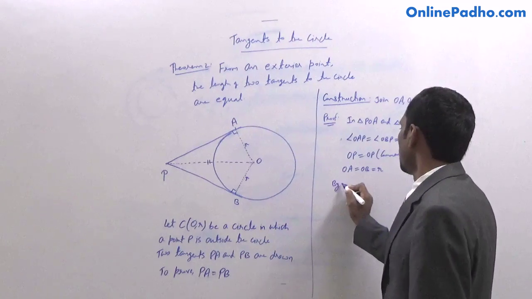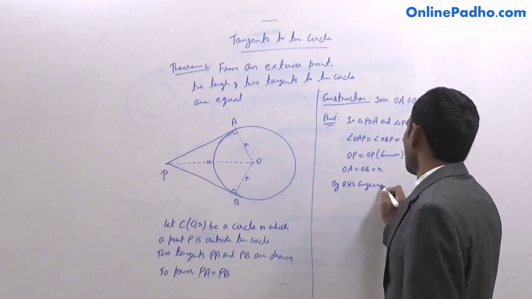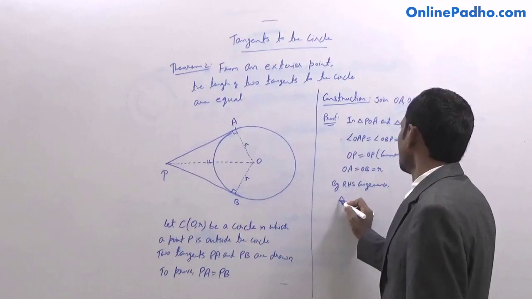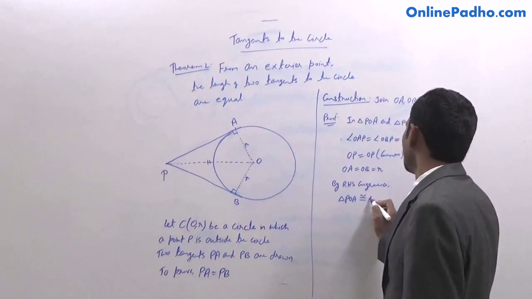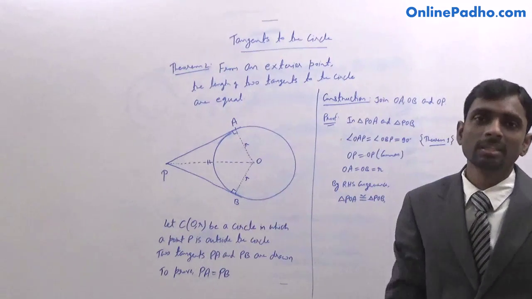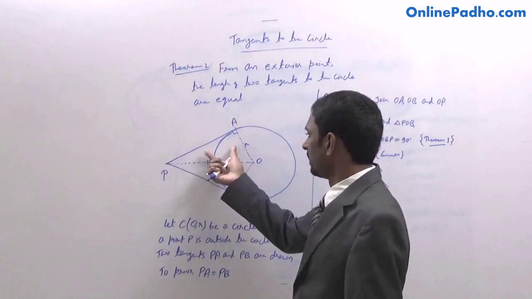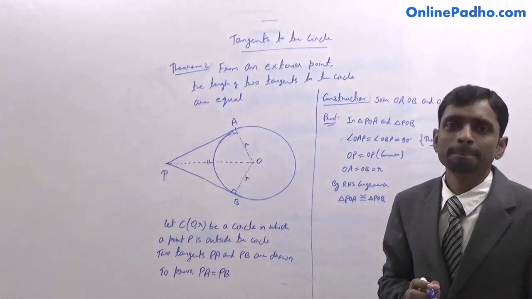And third, we can say OA is equal to OB, which is equal to the radius. So, by RHS congruency, we can say triangle POA is congruent to triangle POB. So now we can say both the triangles are congruent. Triangle POA is congruent to triangle POB.